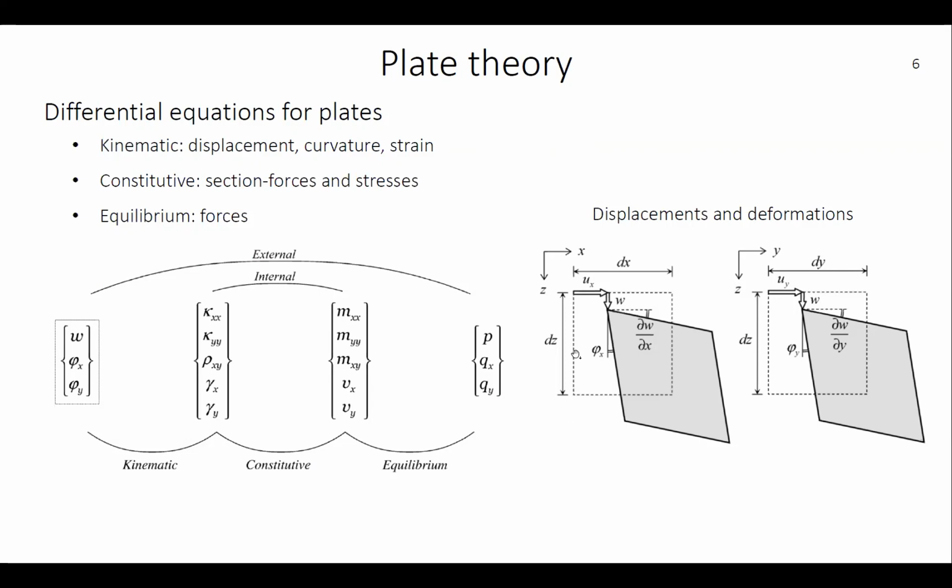Okay, so you have a horizontal displacement ux and out of plane displacement w, and this cross section will deform like this, and you will have some slope phi x here, and similar in the other direction, phi y. So that's an illustration of the displacements.